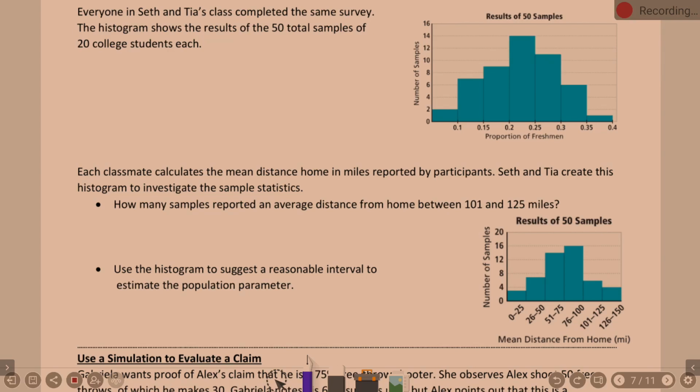So what we're looking at here is the results of 50 samples. So basically we're looking at the fact that 50 different people did this same survey. They each surveyed 20 college students. Okay? Now, things to look at here. What do you recognize about the shape of this graph?